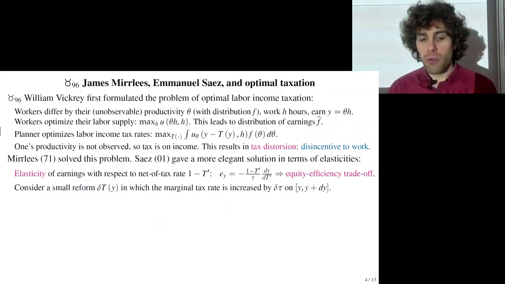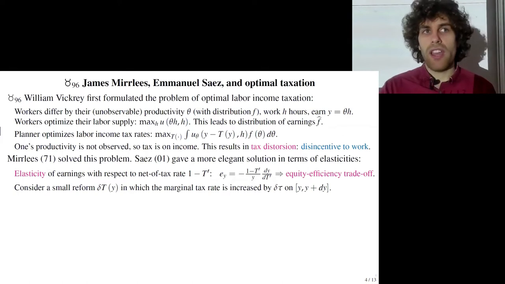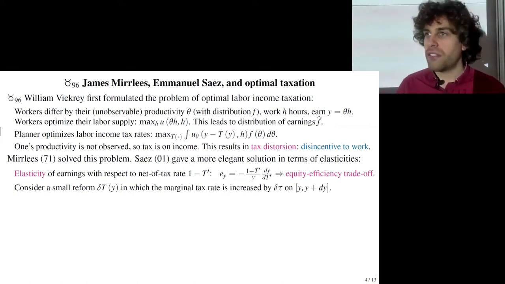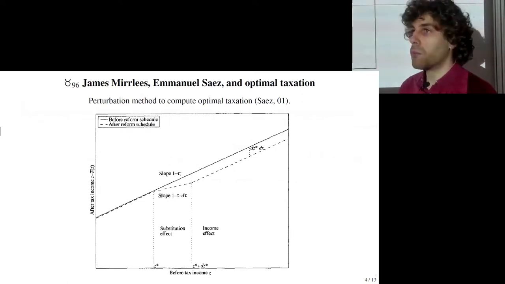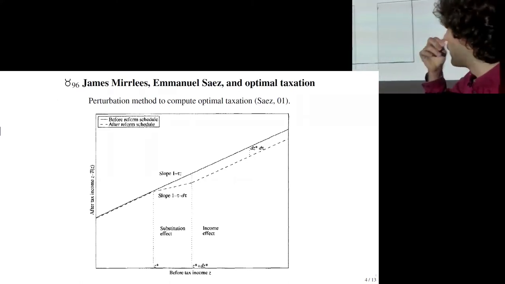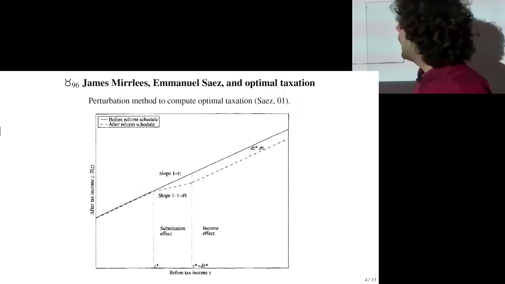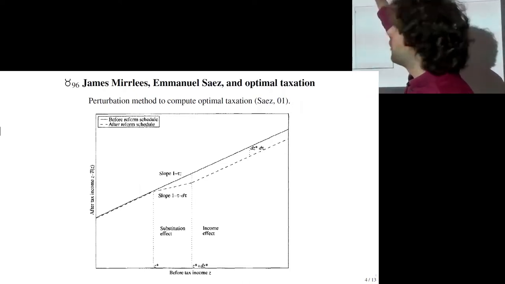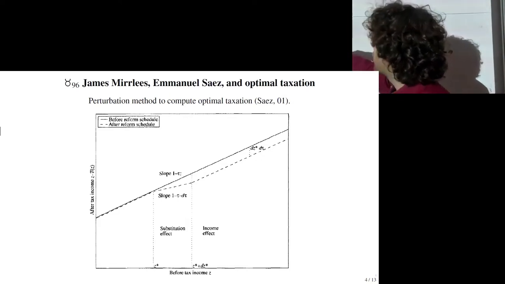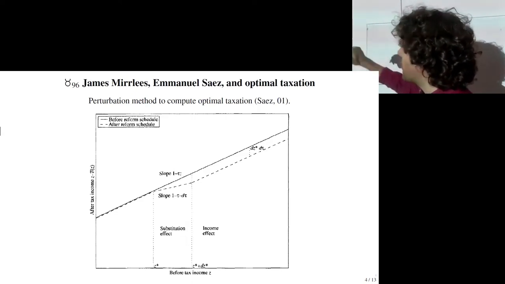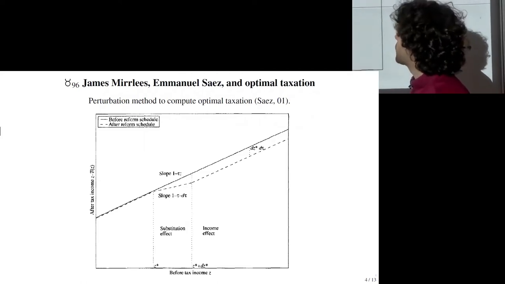Now, consider a small reform that we call delta T, in which the marginal tax rate is increased by delta tau between the income Y and the income Y plus dy, and nothing else happens in the rest of the income distribution. So this is what this small tax reform looks like. In the Science paper, what I call Y, you call it Z. And on the x-axis, you have the before tax income, and on the y-axis, the after tax income. And you see that the slope doesn't change between the before reform, which is the upper line, and the post reform, which is the dashed line, except between y and y plus dy, where the marginal tax rate increases by a bit.